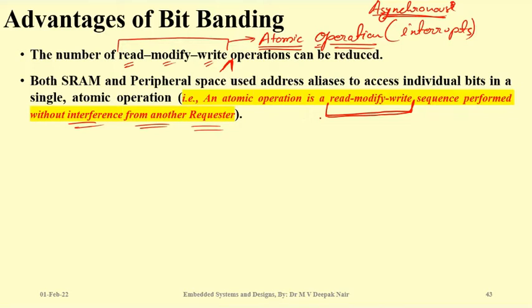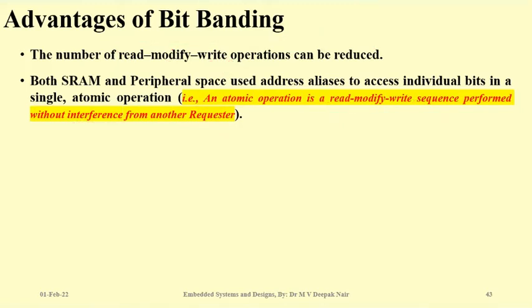Therefore bit banding allows you to avoid that scenario also, because in one operation, in one go, you can change one particular bit. Otherwise, to change a single bit, you have to go through these three operations. Whereas because of bit banding, you can change a bit faster than the atomic operation. Remember SRAM, we will see this memory mapping. SRAM starts from 2000.